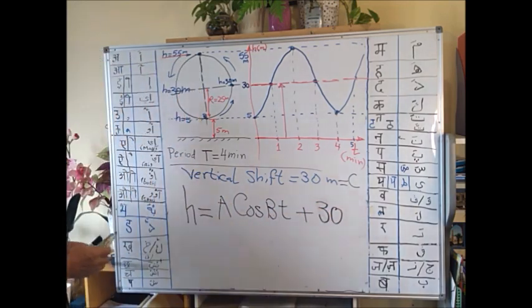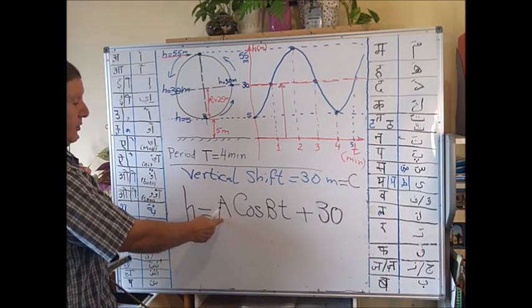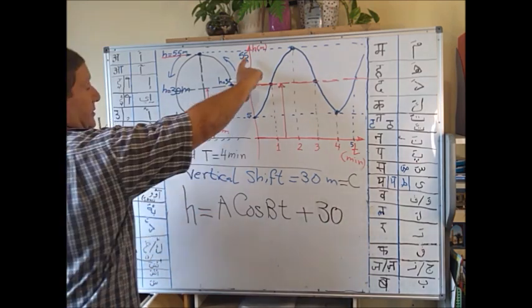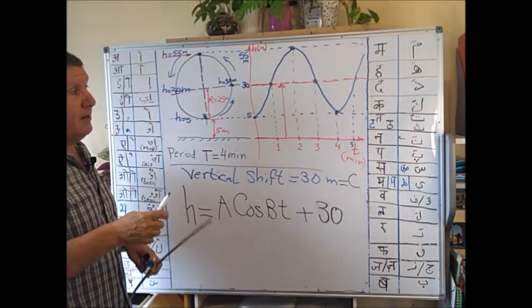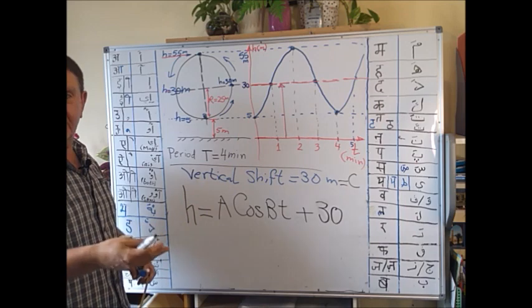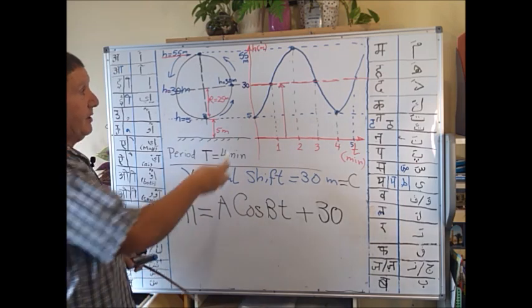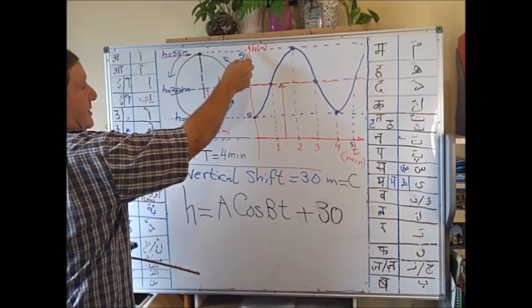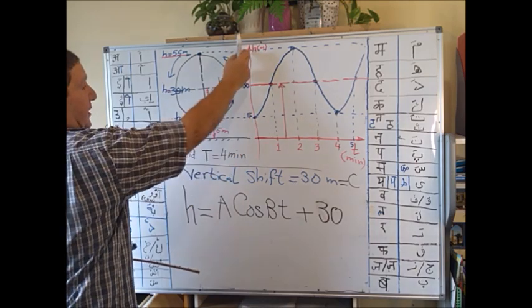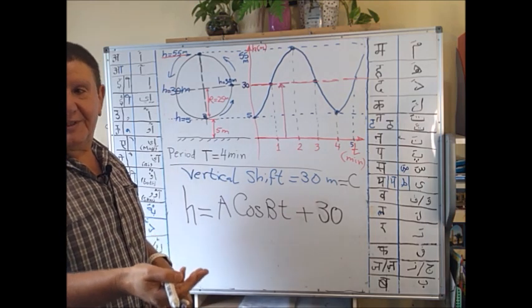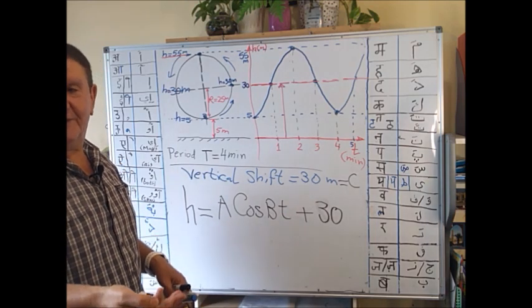As simple as that. Now A, as we know, is the amplitude. What is A? A is the amplitude, right? The amplitude is halfway between the maximum and the minimum. So this distance, as we see, from 55 to 5 is 50, and half of it is 25.